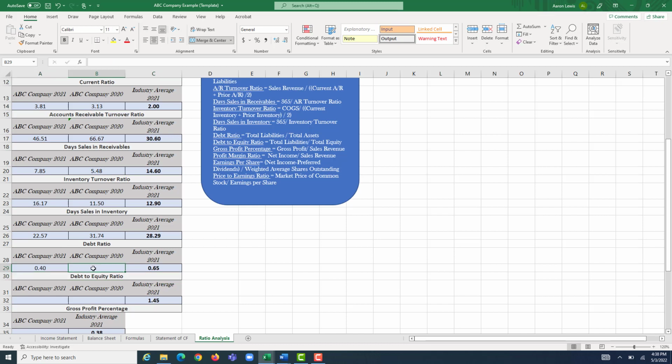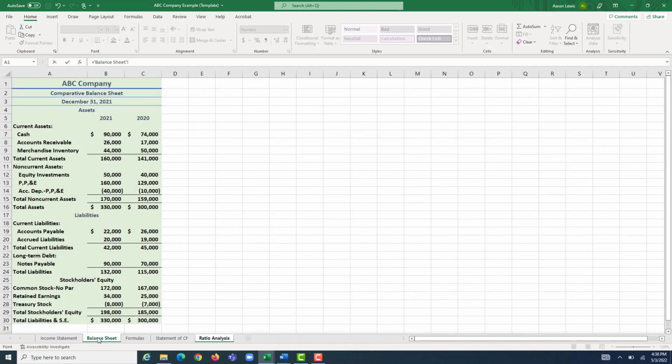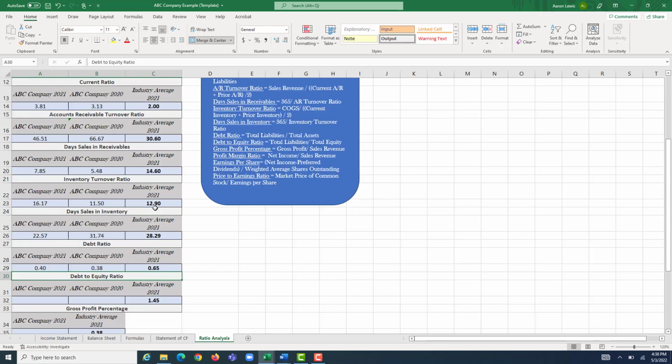How does that compare to 2020? Well, we go hit equals, we go back to our comparative balance sheet. We take 2020's total liabilities of $115,000. Divide that by the $300,000 of total assets that they had during the year, and that comes out to be 0.38. So last year, only 38% of our assets were being financed by debt. We're getting a little deeper in debt financing here, but we're still well below the industry average. To be of similar risk to our competitors, to other companies in the industry, we could still afford to take on more debt if we wanted to use that to finance future activities.